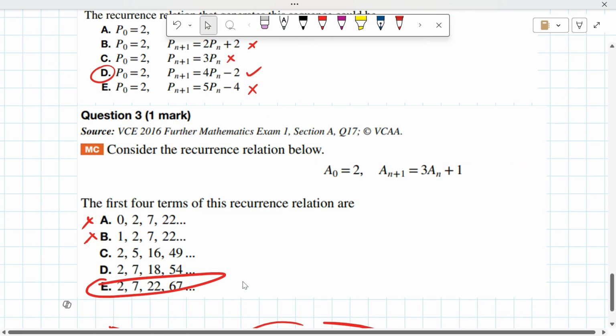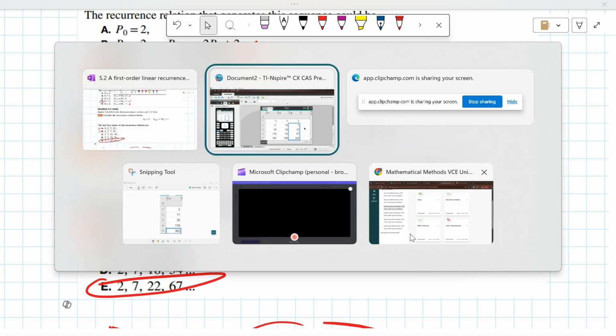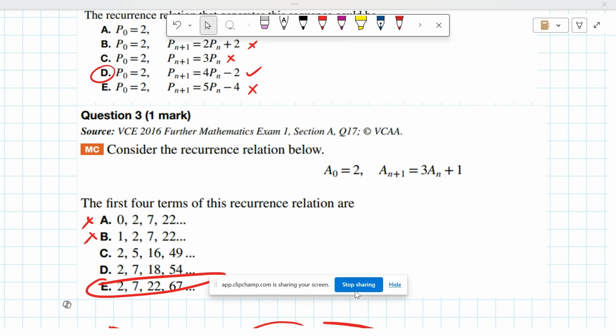And so please use the calculator all the time. If you can understand that, that will be awesome. So fingers crossed you understand all these ideas of first order recurrence relation. I'll see you guys next time.